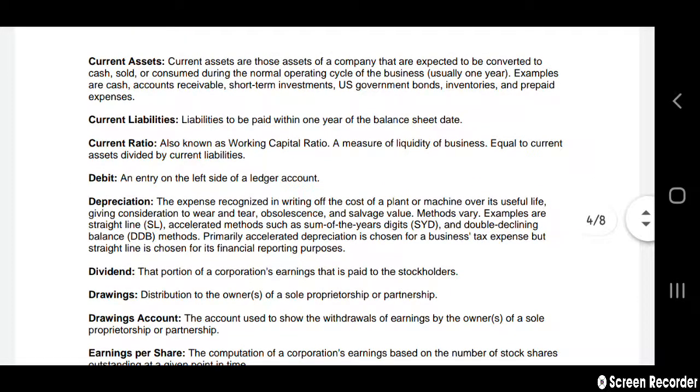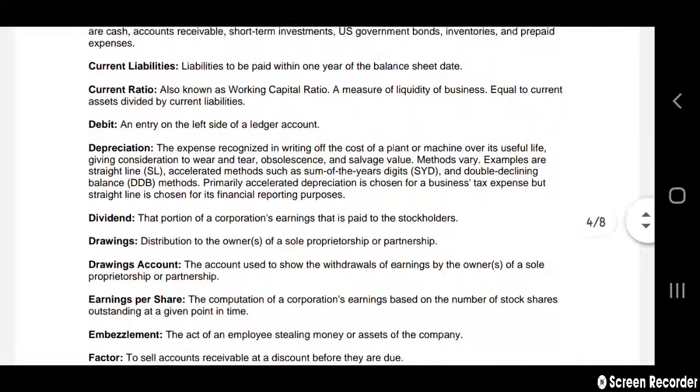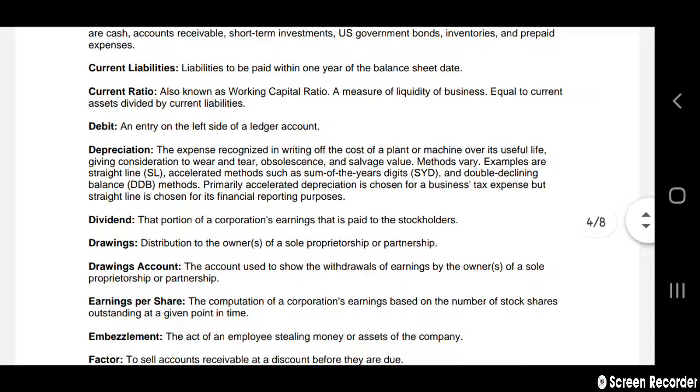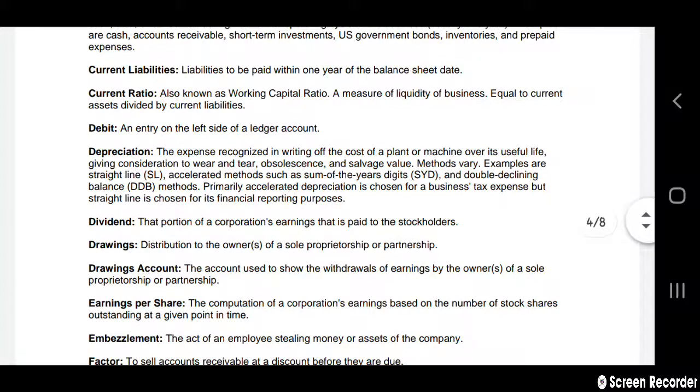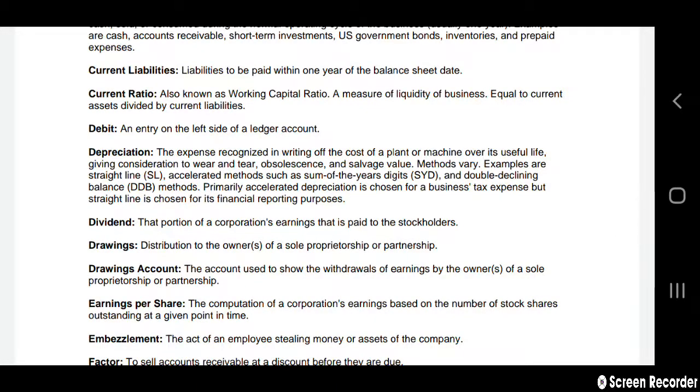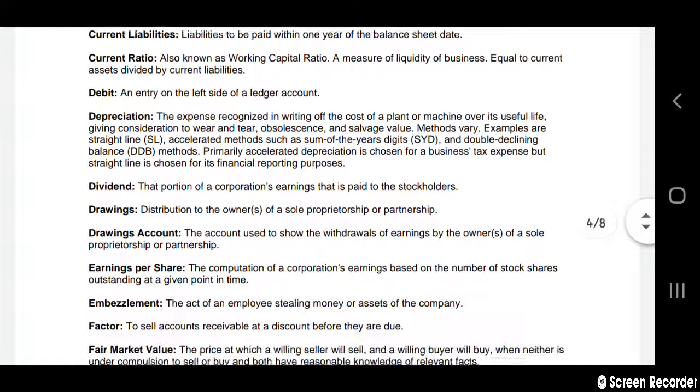Current assets. Current assets are those assets of a company that are expected to be converted to cash, sold or consumed during the normal operating cycle of the business, like cash, accounts receivable, short-term investments, inventories, prepaid expenses, and many other things. Current liabilities. Liabilities to be paid within 1 year of the balance sheet date.